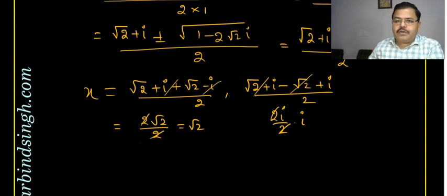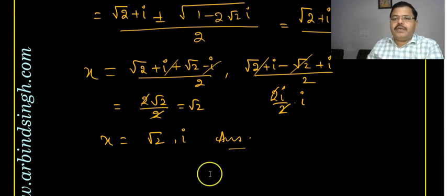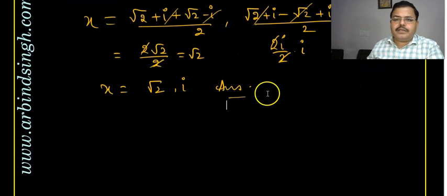So there are two roots and two solutions: x is root 2 and iota. These are the solutions. So I hope you got it. That simply is what I have written here: root 2 plus iota whole square is 1 plus 2 root 2 iota. So 1 minus 2 root 2 iota can be written as root 2 minus iota whole square. Because it is root 2 minus iota whole square, out of the square root it will be root 2 minus iota. So directly we had calculated this.